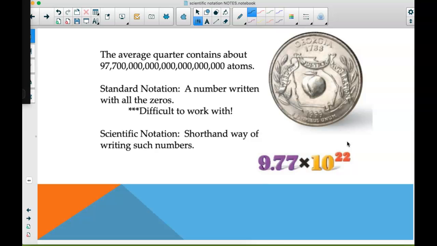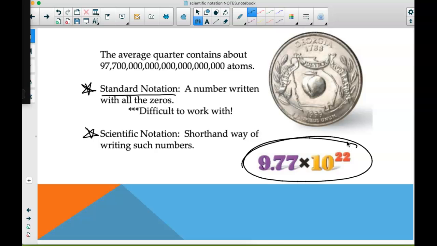Now, standard notation is when we take a number and we write it with all the zeros. I will say that is difficult to work with because it's really easy to forget a zero. Scientific notation is a shorthand way of writing it. This over here, 9.77 times 10 to the 22nd power, that's scientific notation. It's a way to write a number so you don't have to worry about writing all the zeros.